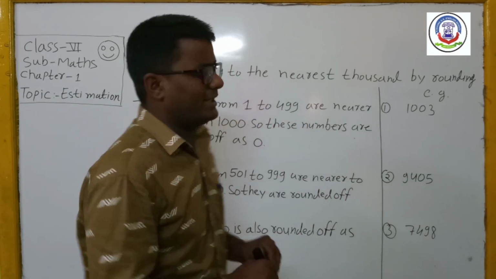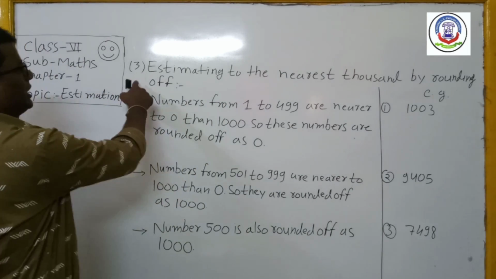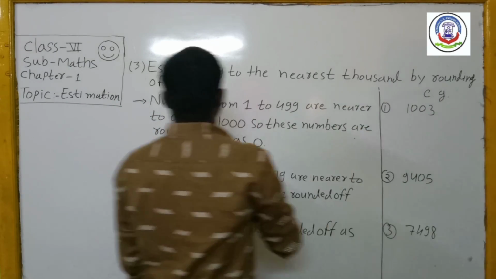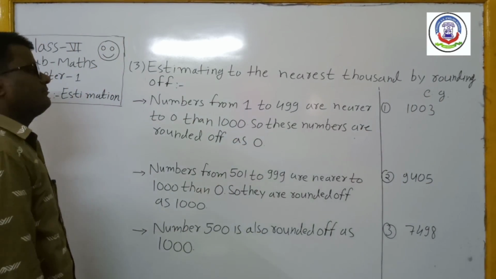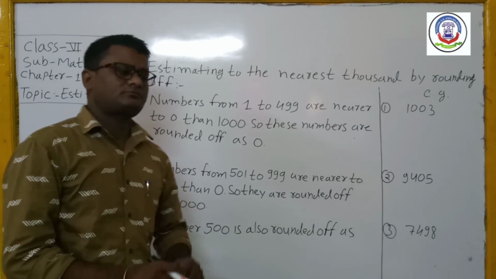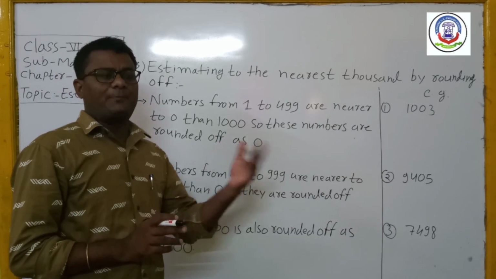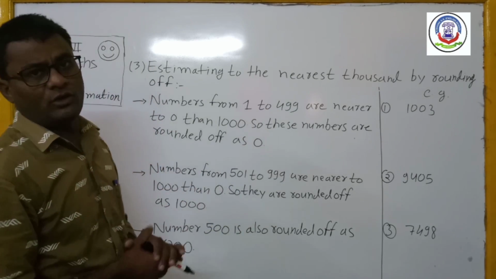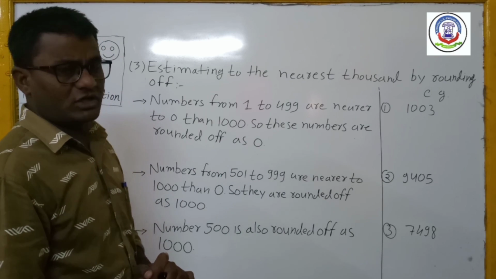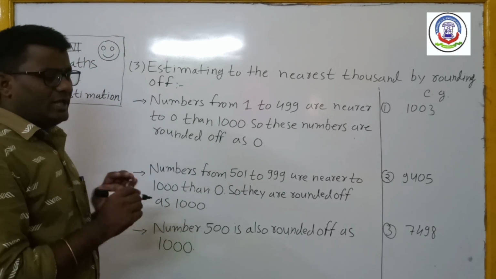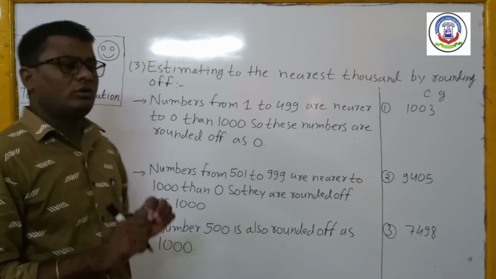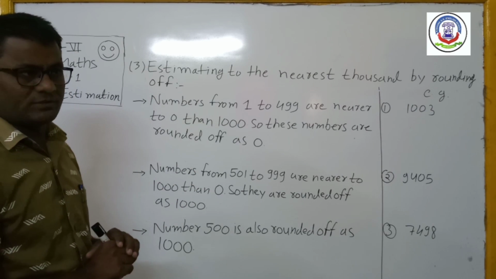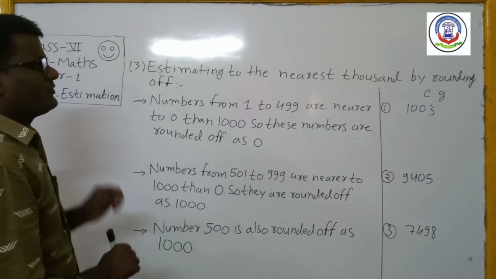Okay students, here is our third topic: estimating to the nearest thousand by rounding off. In this topic a number is given up to 1000, and we will estimate it by rounding off to the nearest thousand. But before that, you have to remember some rules to round off a number to the nearest thousand.